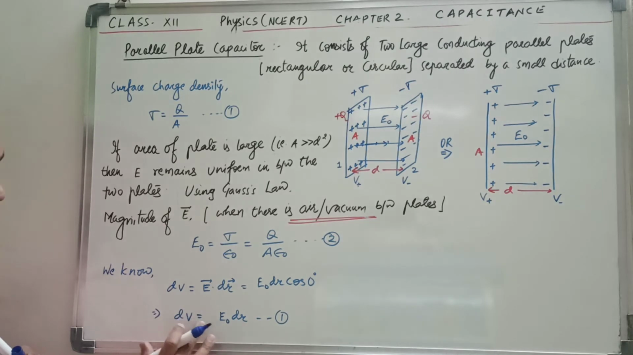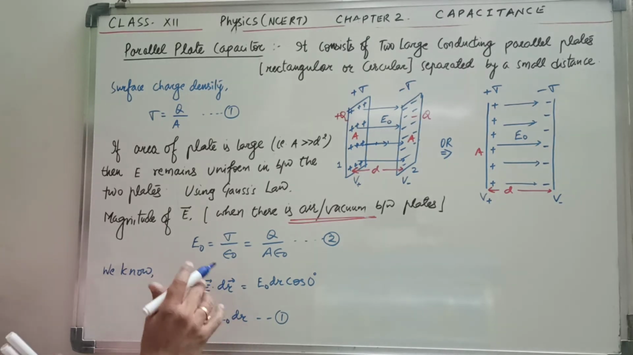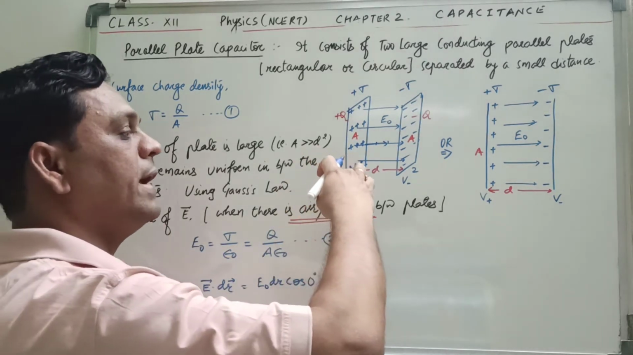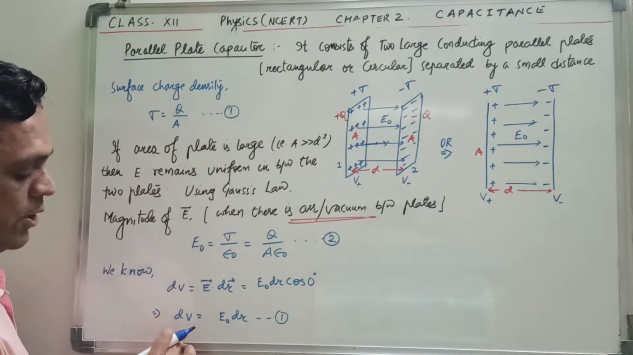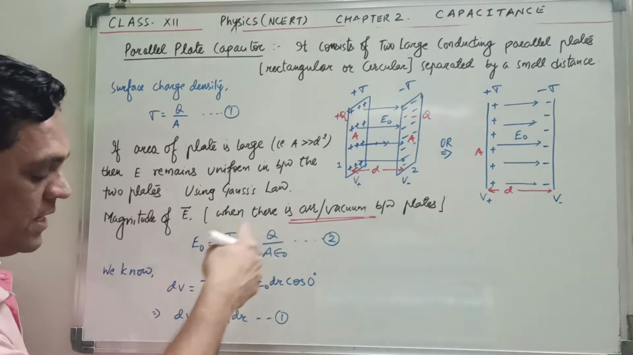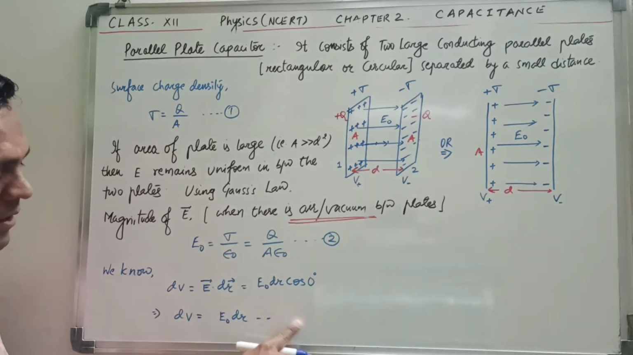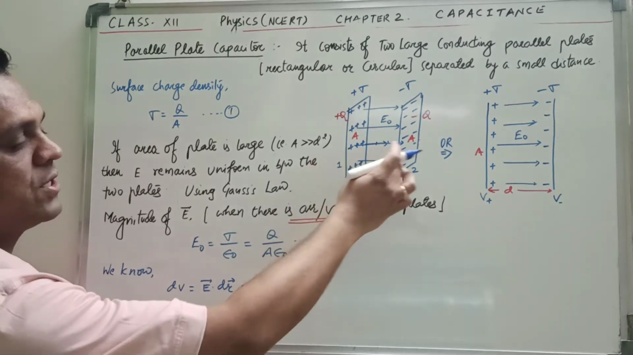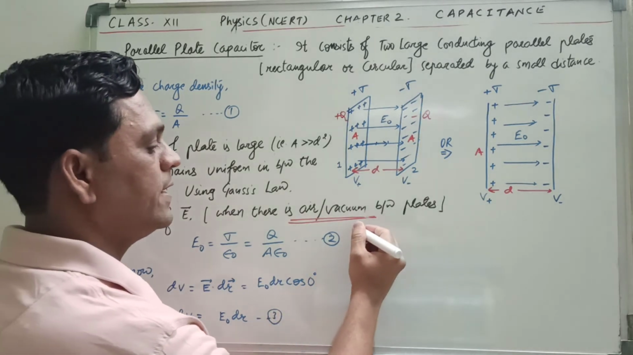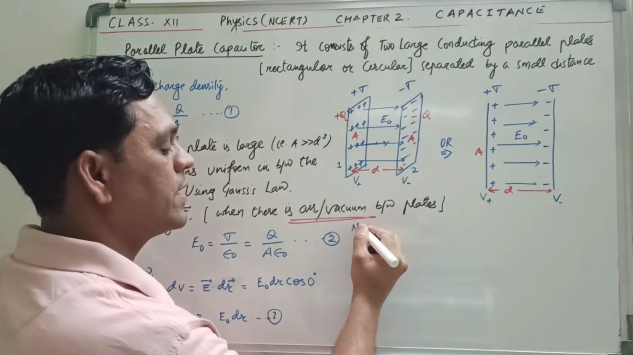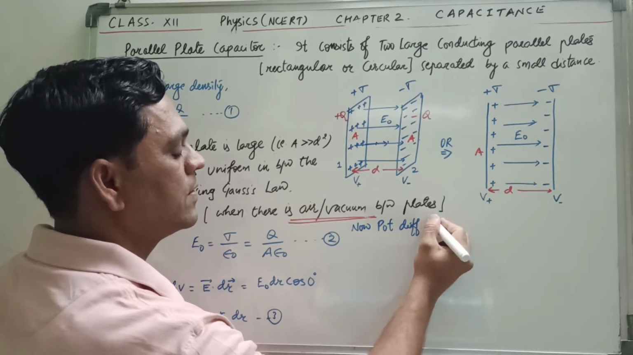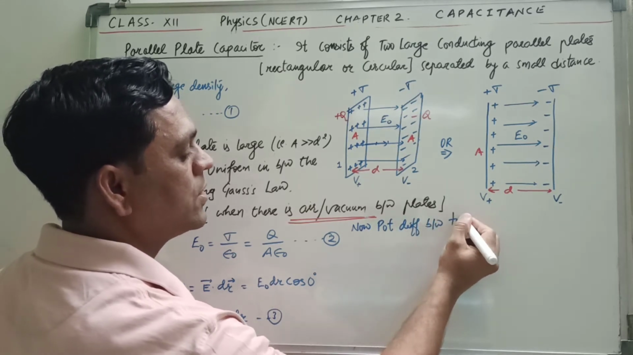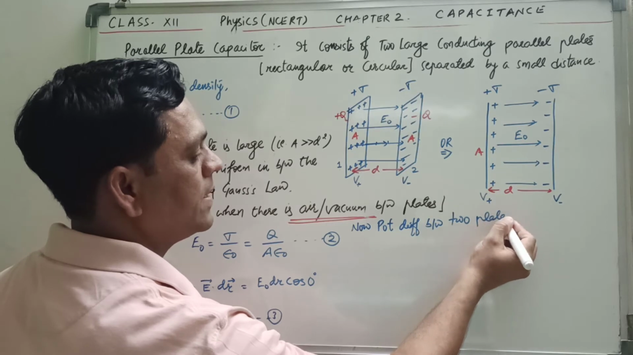So I write dV is equal to E naught dr. Now the charge is being moved from plate 1 to plate 2. Therefore, we need to do the integration of this expression to find the potential difference between the two plates here. Okay. So now, the potential difference between the two plates.